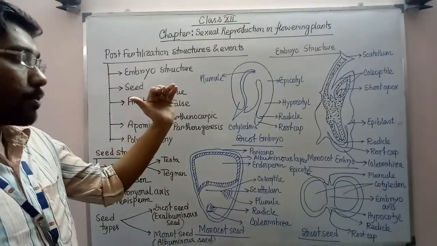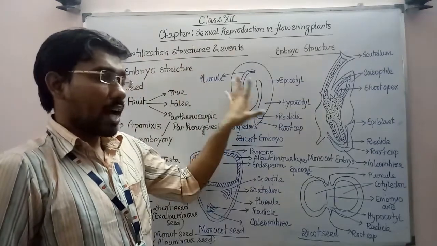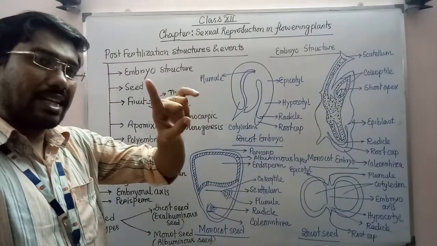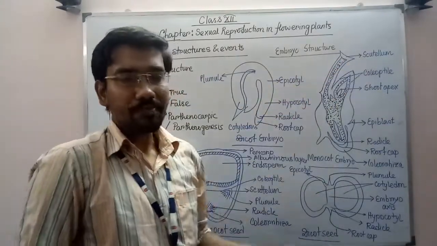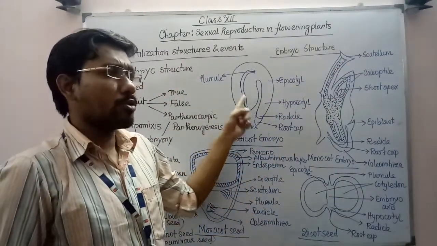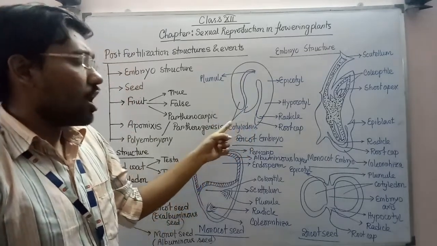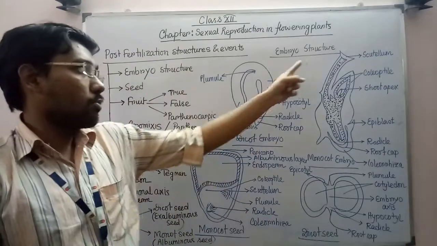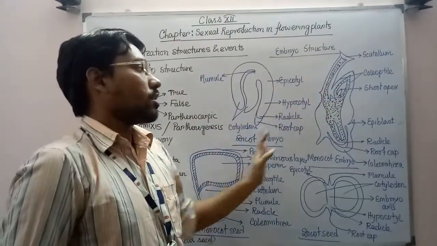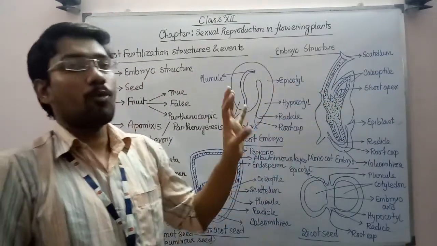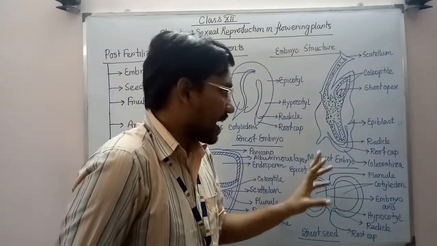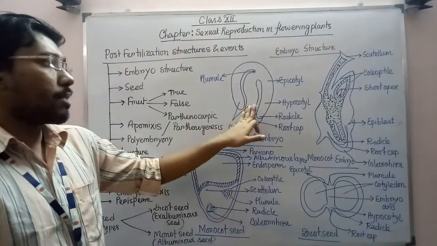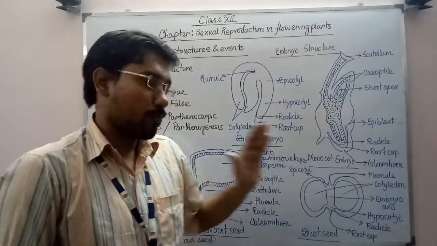Again I am repeating: in the case of a dicot embryo or dicot seed, there are 2 cotyledons, while in a monocot embryo or monocot seed there is 1 cotyledon, and that 1 cotyledon makes the scutellum structure. In a dicot embryo or seed you can find the epicotyl and hypocotyl, but in a monocot seed or embryo those specific portions are absent. Next, in a monocot embryo, the epiblast structure is there. In a dicot embryo or seed, the epiblast structure is not present.